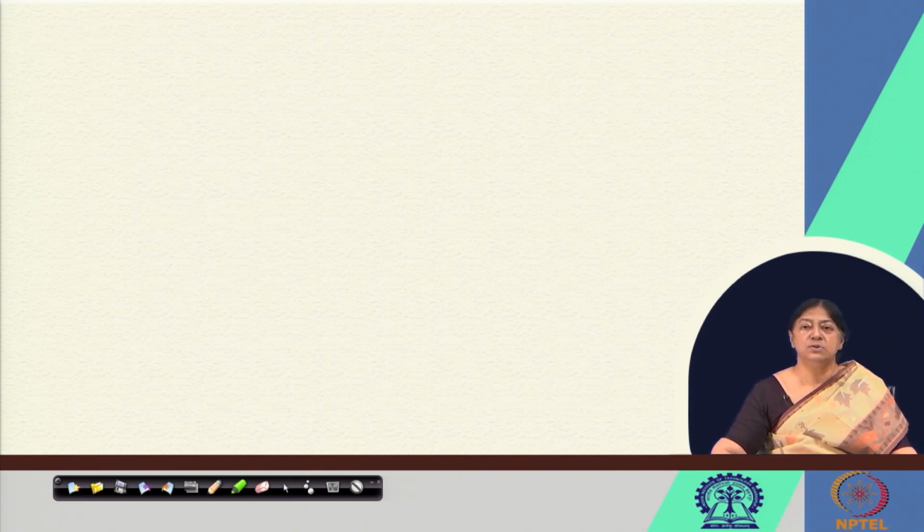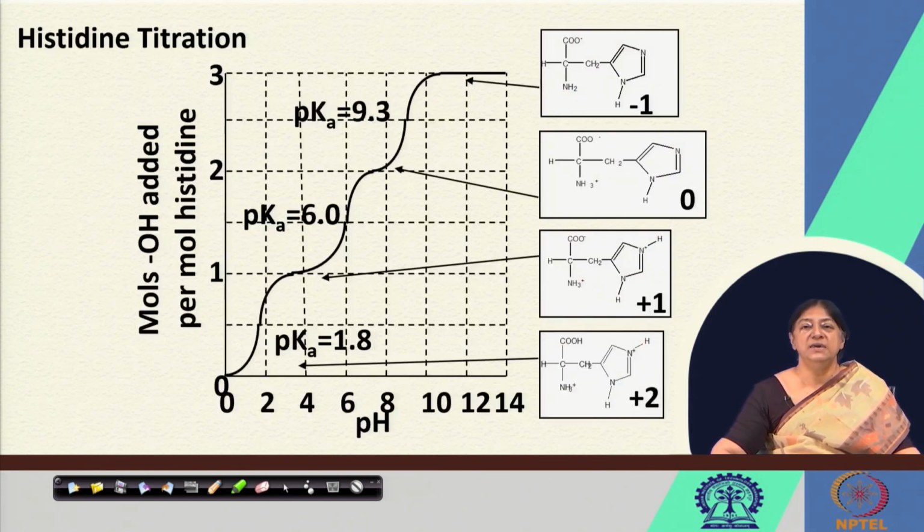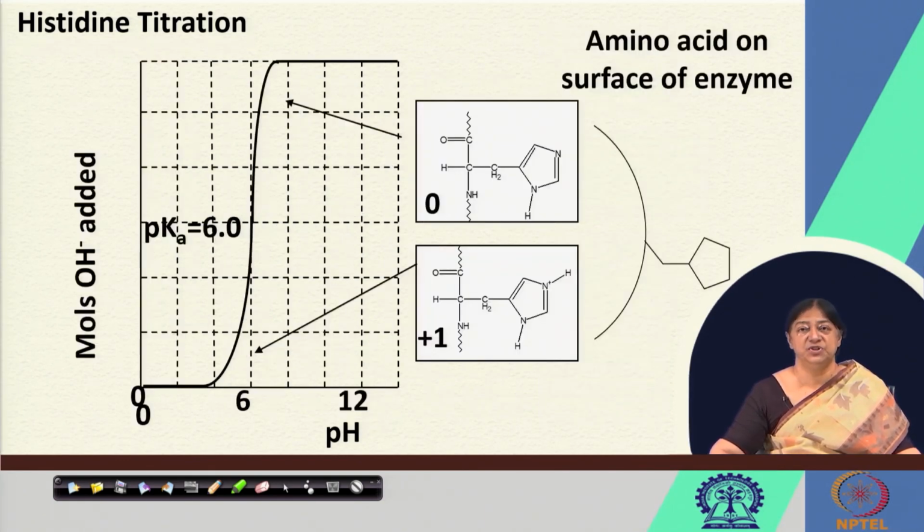Now, why is this important? This is important because the side chain of the imidazole group has a pKa value of 6. The pKa of the side chain depends upon its environment, and what we will see later, when we go into the depths of understanding proteins, is that histidine occupies the active sites of many enzymes. So, it is important to see the role of this histidine in terms of a titration.